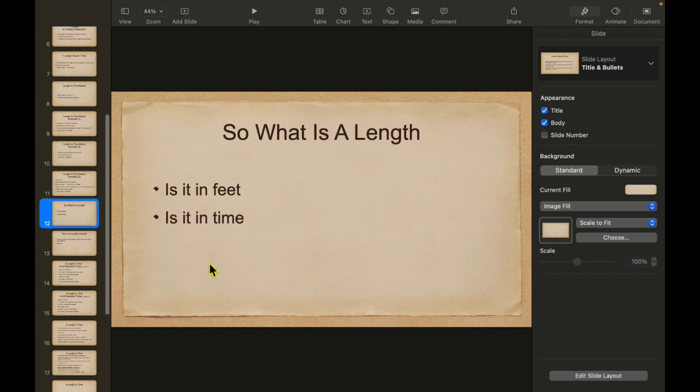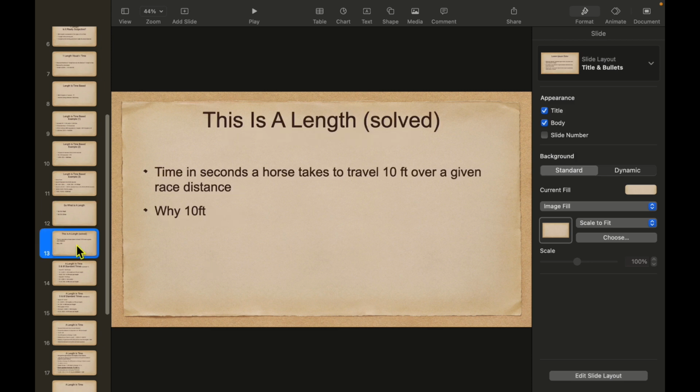So what is a length? Is it in feet or is it in time? The answer is yes. This is a length. This is the problem solved. It is a time in seconds. This is my calculation, by the way. My people can work it out differently. It is a time in seconds a horse takes to travel 10 feet over a given race distance.